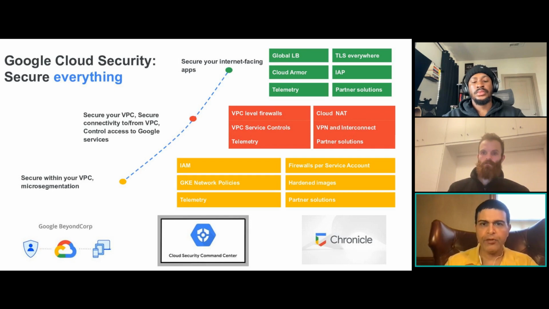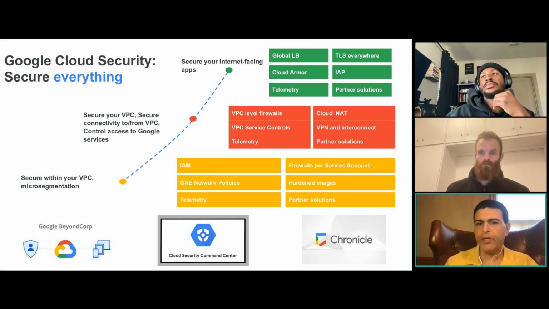You have to look at telemetry. You have to preferably use TLS everywhere you can, identity-aware proxy, and also we focus a lot on partner solutions. So there are third-party security solutions that you can use in this case, and pretty much in every domain of security.